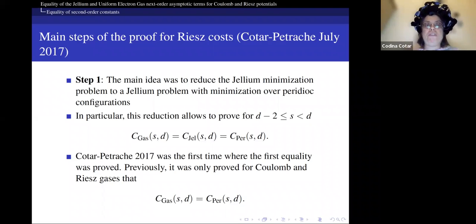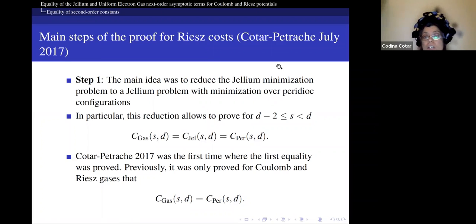I'm just going to tell you very briefly about the main step of the proof that we used for the Riesz cost. So basically the main idea is that we had two problems, the optimal transport problem and the Jellium problem. And what we tried to do was construct, from the Jellium minimizers, a good competitor for the optimal transport problem. So we try to construct a good gamma for the optimal transport.